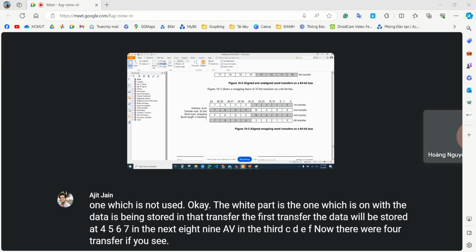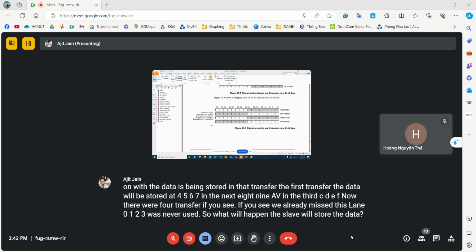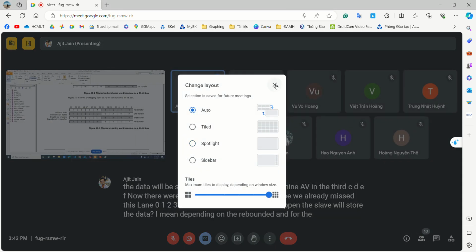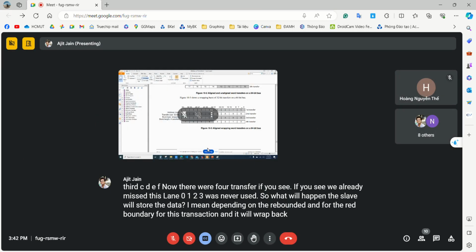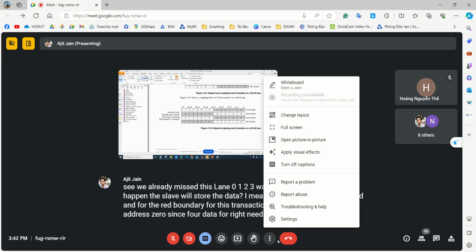If you see, we already missed this, lanes 0, 1, 2, 3 were never used. So what will happen? The slave will store the data depending on the wrap boundary. F was the wrap boundary for this transaction, and it will wrap back to address 0, since 4 bytes need to be stored. So it will utilize this space as well, 0, 1, 2, 3.